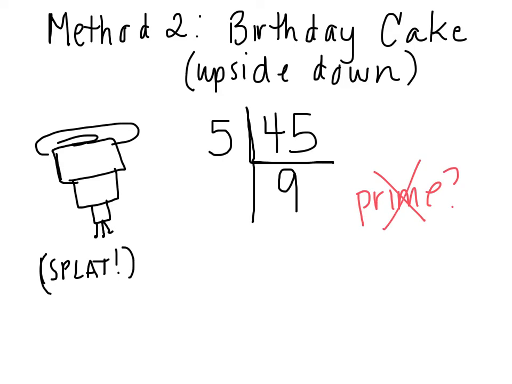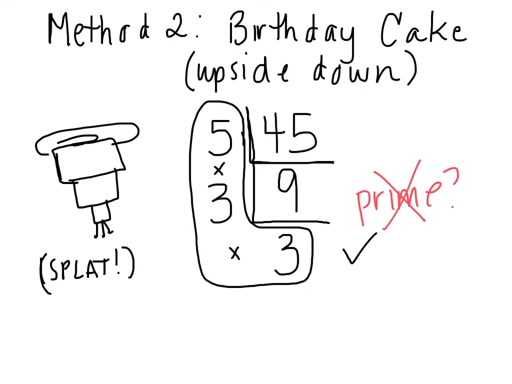So I'm going to draw another little division sign. And I'm going to make the 3 go into my 9. 9 divided by 3 is 3. I write the quotient down below. And then my question is, is 3 prime? And in this case it is. So now I'm done. I have 5 times 3 times 3. And if we worked backwards, going up this way, we started with the 3. We could do 3 times 3 is 9. And then 9 times 5 is 45.